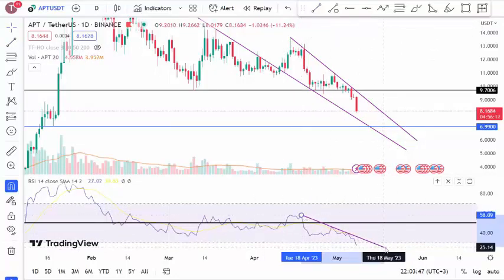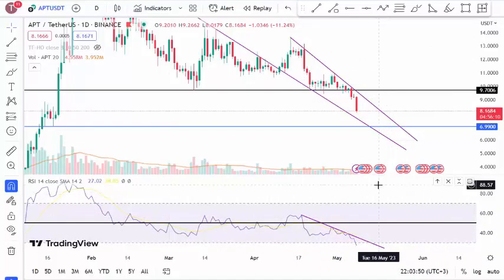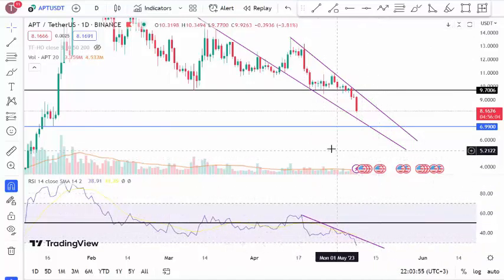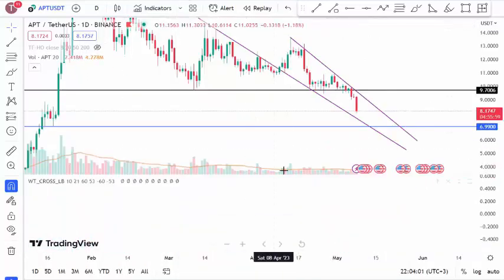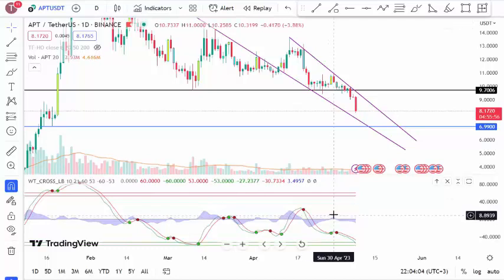RSI is still continuing its downward trend as we can see from this section. At least, the upward breakout of the RSI's downward trend will be somewhat positive for us. But we can also say that RSI may continue to decline at the moment.